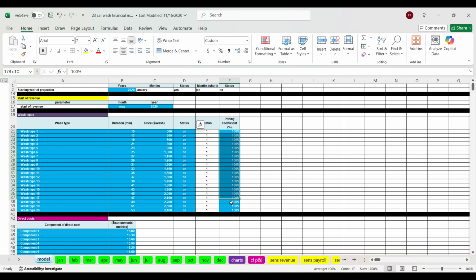Then we also have the pricing coefficient for all the prices, so we can quickly increase or decrease the whole pricing or the pricing for a specific service. We will be able to do it without adjusting the prices themselves. This is usually valuable when the financial model is ready and you want to see what will happen if we increase the prices, let's say by 20%. You just type here 120 and all your pricing increases by 20%. So this simplifies scenario building.